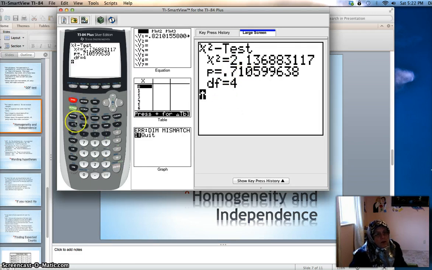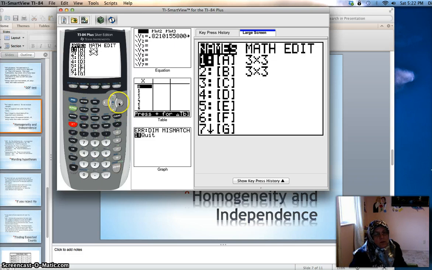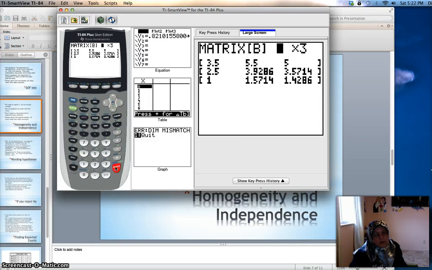Now I need to go back and look at matrix B. Okay, so one way to do that is just go into, like, you're going to edit it and see what's there. And I do have some cell count violations, right? These should all be greater than 5.